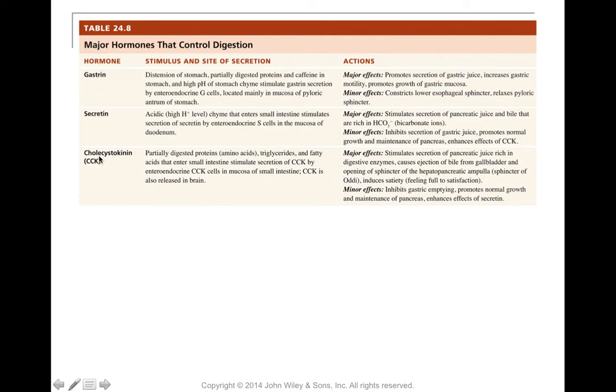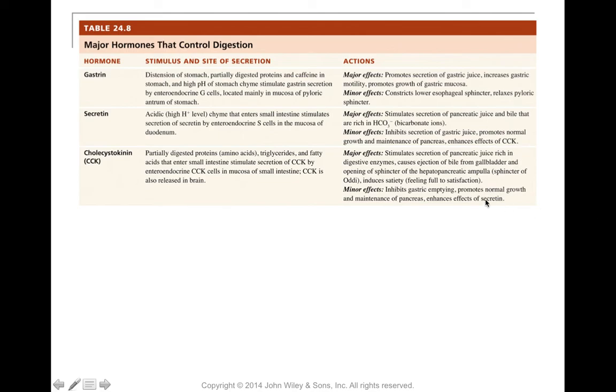So CCK is going to stimulate the secretion of pancreatic juice, rich in these digestive enzymes, also causing ejection of bile from the gallbladder and opening of the sphincter into the hepatopancreatic ampulla. Remember, that's going to be the region that's going to dump right into the duodenum. It's also going to induce satiety, which basically is the feeling of satisfaction. I'm full. I don't want another bite. No, thank you. I know that looks delicious, but I couldn't possibly have another.